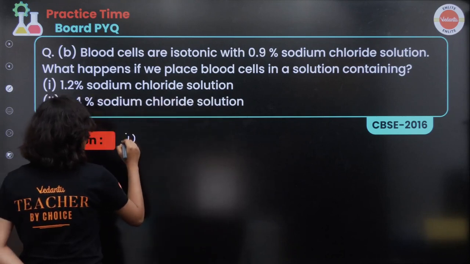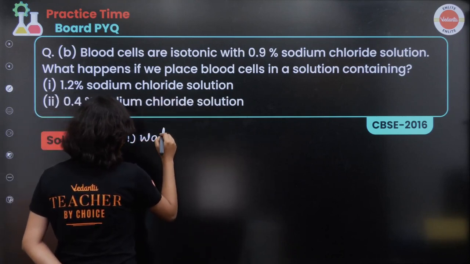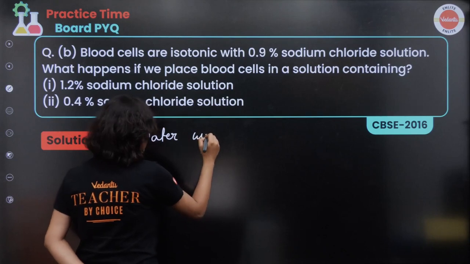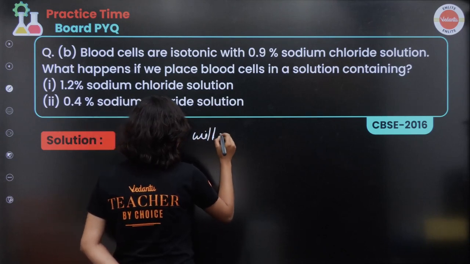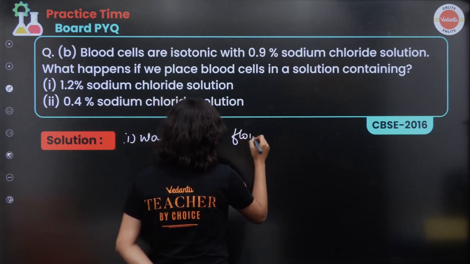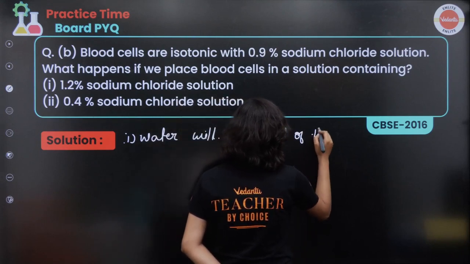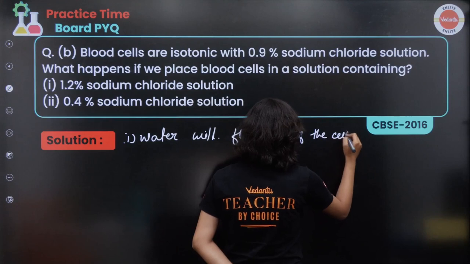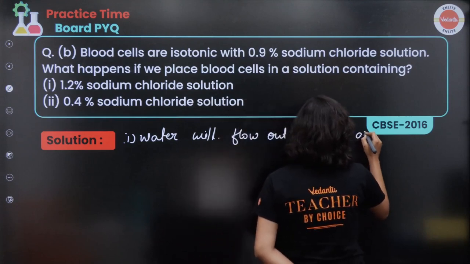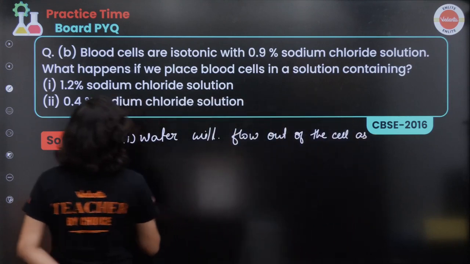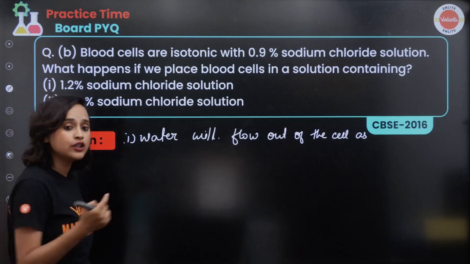In the first one, water will flow out of the cell as 1.2% sodium chloride solution is hypertonic.